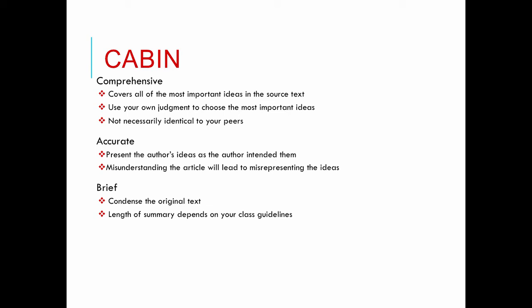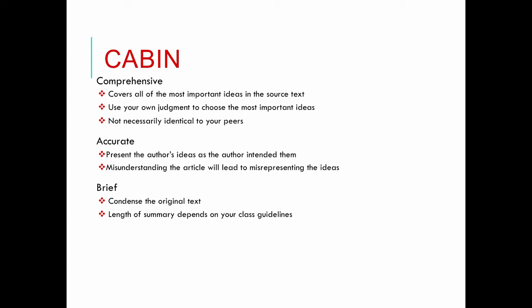Comprehensive means to cover all of the most important ideas in your source text. You use your own judgment in order to choose which ones are the most important ideas. You may not have an identical summary to somebody else who's writing a summary of the same work. Accuracy means to present the author's ideas as the author intended them. That is, that you do not misrepresent the ideas as the author had intended those ideas to be explained.